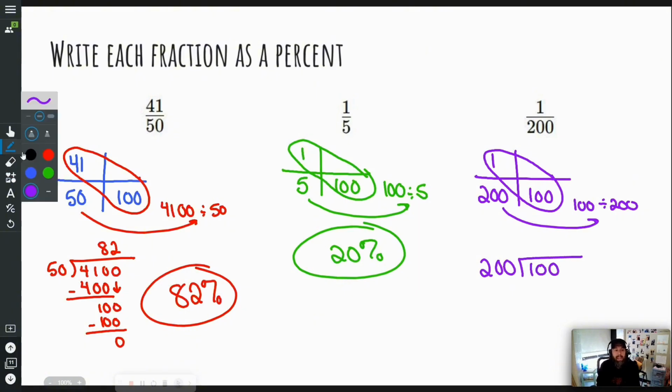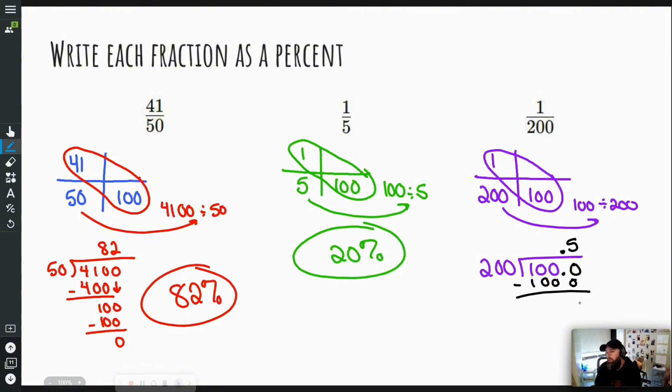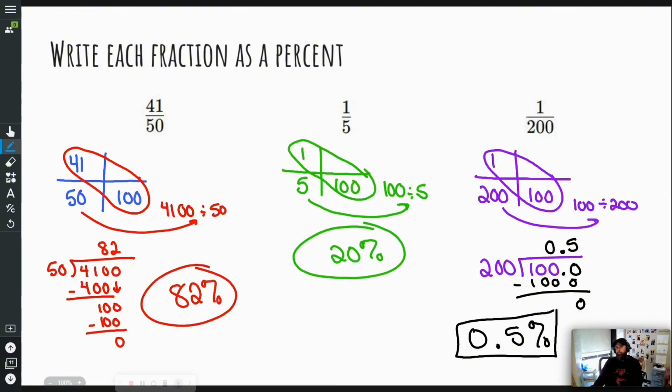Well, it doesn't go in a whole time. So I have to put a decimal here, and add a 0 there. Now 200 goes into 1,000 5 times, because 5 times 200 is 1,000. We subtract, get 0, no remainder, no more numbers to drop down, and we have 0.5, or 5/10, or half of a percent. That was a doozy.